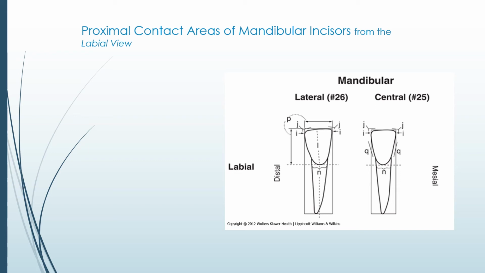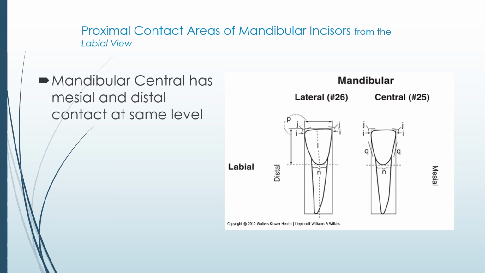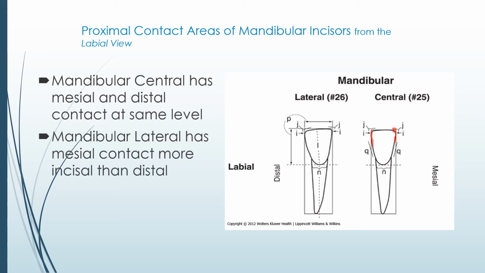If you consider the proximal contact areas of mandibular incisors, the mandibular central has the mesial and distal contacts at the same level, and it is usually found at the incisal 1/3. So the contact areas of the central incisor are both at the same level, at the incisal 1/3. While the mandibular lateral has a mesial contact which is much more incisal as compared to the distal.